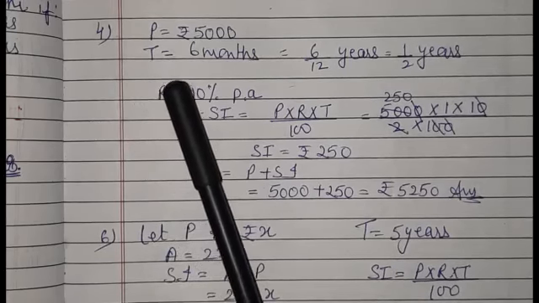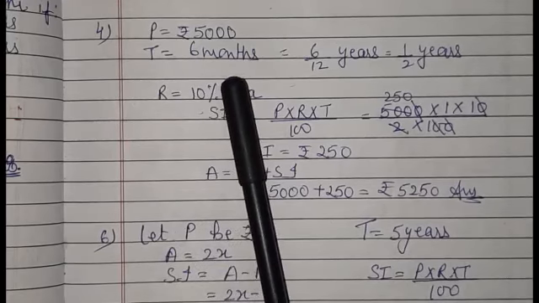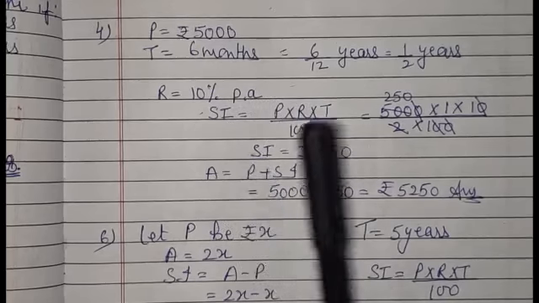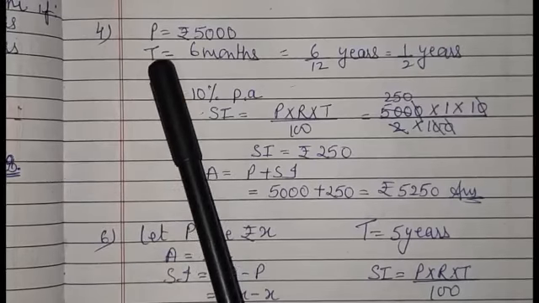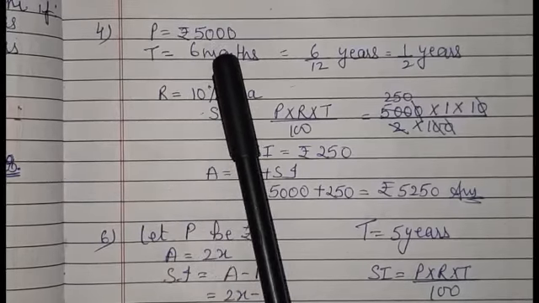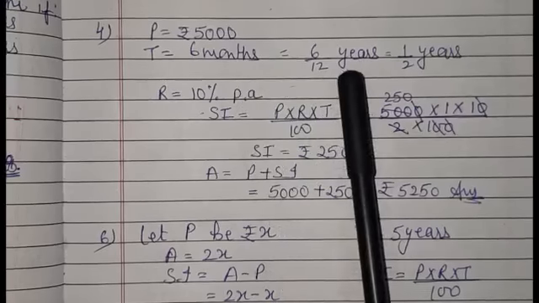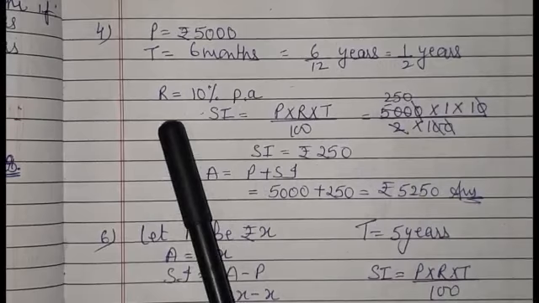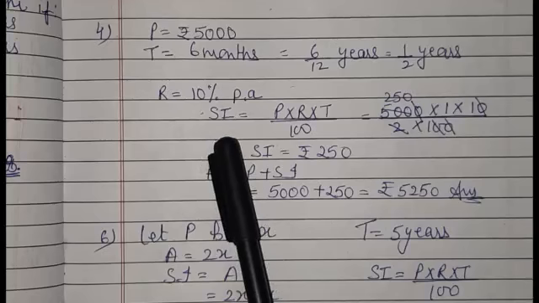Now sum number 4. Niharika lent rupees 5,000 to her friend Ranjana for 6 months at the rate of interest 10% per annum. How much money should Ranjana return to Niharika after 6 months? So here principal is given 5,000. Right? Time is given 6 months. Convert into years. It will come 1/2 years. Rate of interest is given 10% per annum. Calculate simple interest first.